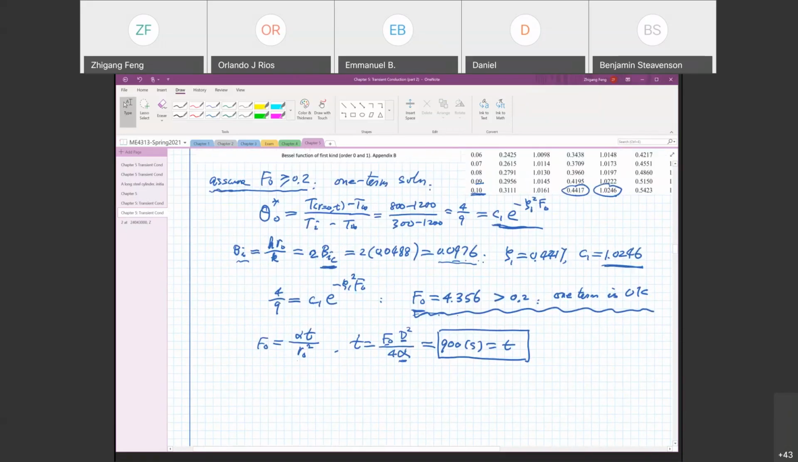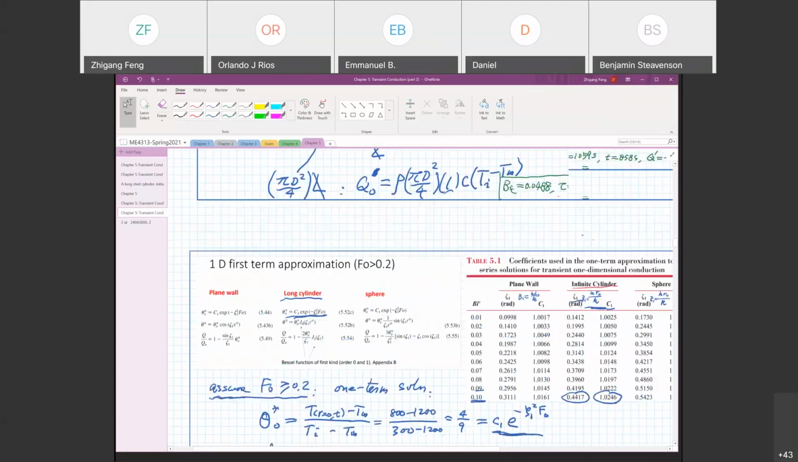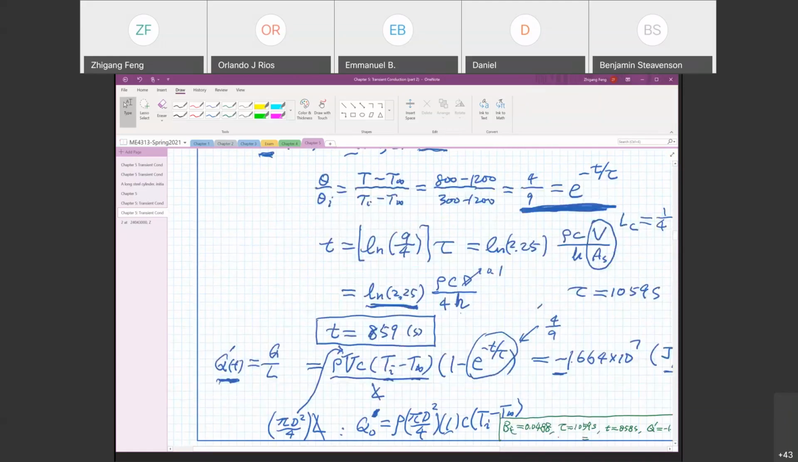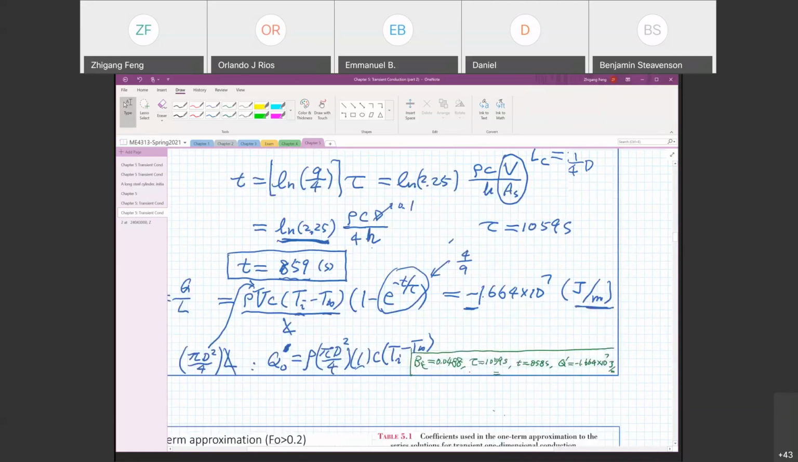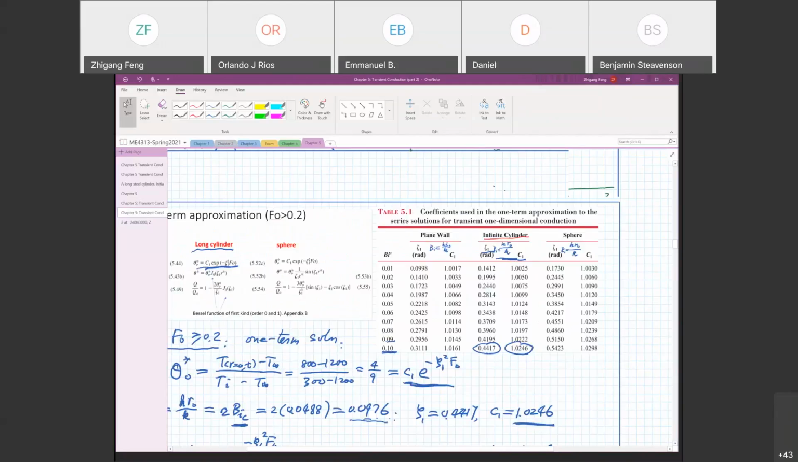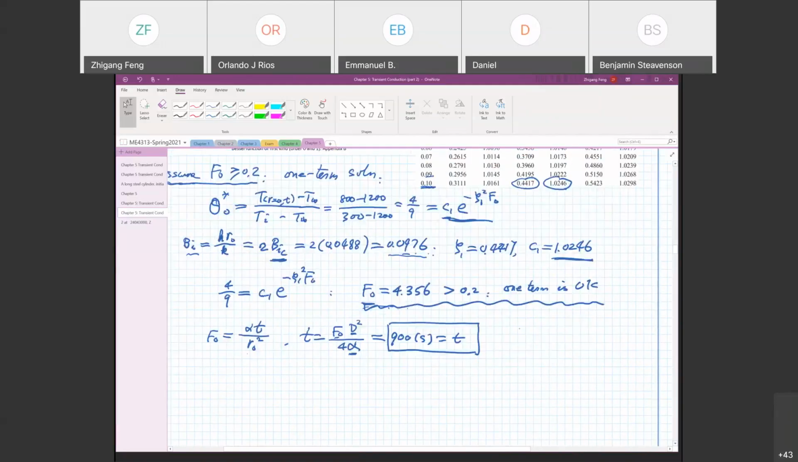Now compare this solution with the result of the lumped heat capacity method. The exact solution gives 900, and the lumped capacitance method produced 859. So what is the percentage difference? Let's do a quick comparison: 900 minus 859, divided by 900, multiplied by 100%. That's 42 divided by 900, so it's close to 5%, slightly less than 5%.